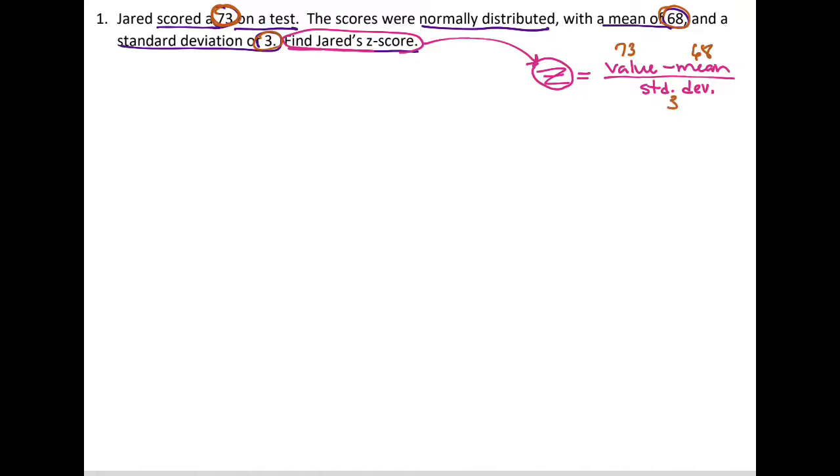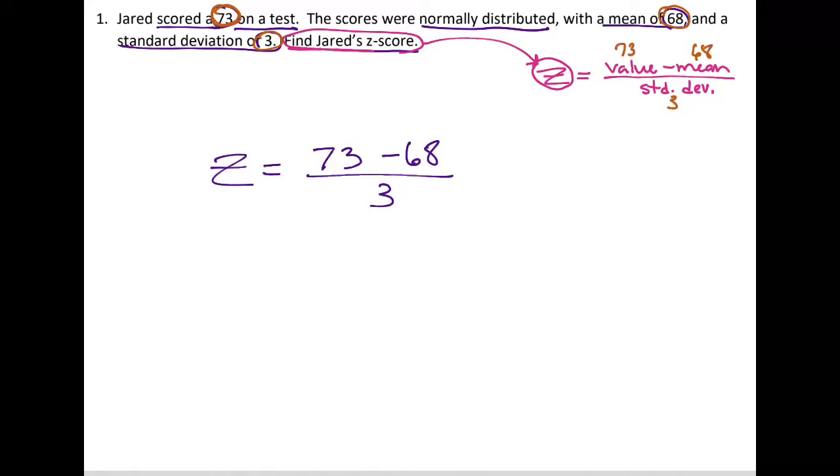If I set it up that way, I have z equals 73 minus 68, divided by 3. Then I can just put that in the calculator, which gives approximately a z-score of 1.6 repeating, or you could write it as 1.67, rounding one of the 6's. So this tells us that Jared scored about 1.6 standard deviations above the mean. His score was obviously better than the average.